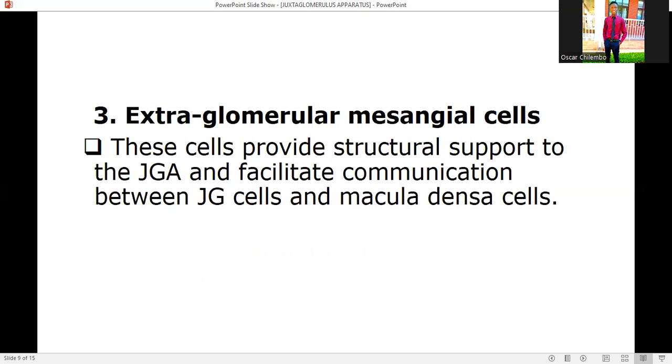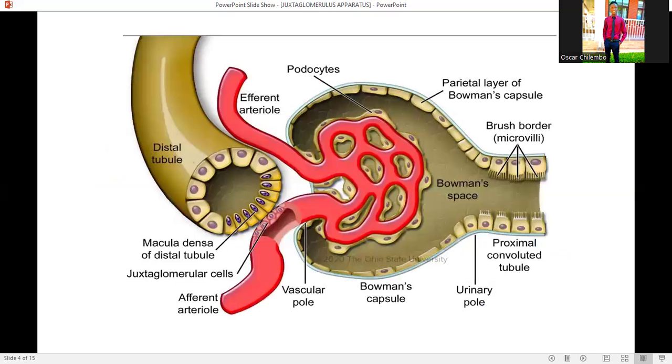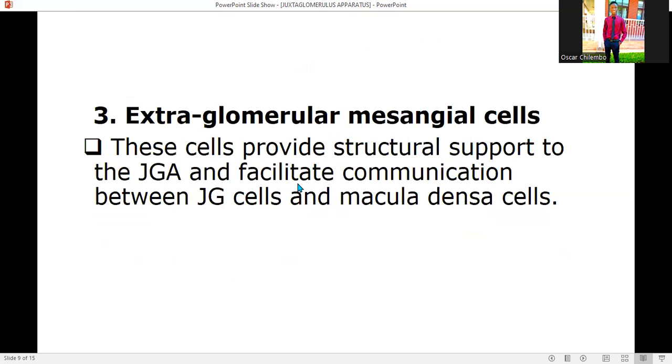Okay, then we have the extraglomerular mesangial cells. I said that these cells are located in this triangular area here. What role do they play? These cells provide structural support to the juxtaglomerular apparatus and facilitate communication between juxtaglomerular cells and macula densa cells. So these are the three major components of the juxtaglomerular apparatus.